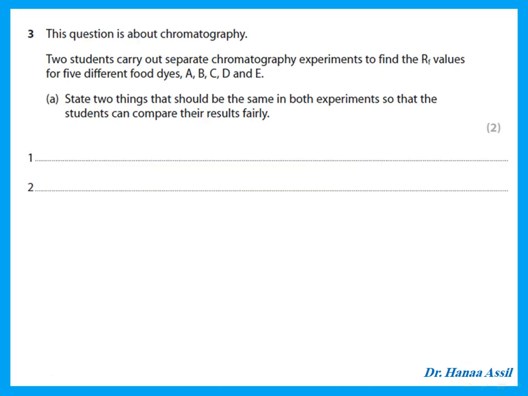This question is about chromatography. Two students carry out separate chromatography experiments to find the RF values of 5 different food dyes. State 2 things that should be the same in both experiments so that the students can compare their results fairly. So they're trying to compare the RF values of these dyes. So what should be the same in both experiments?